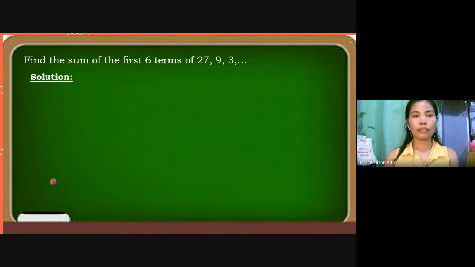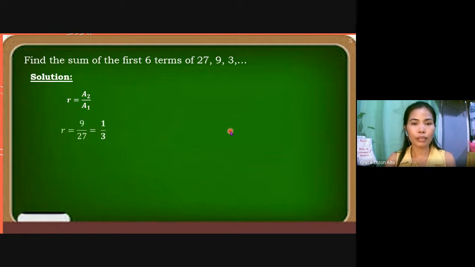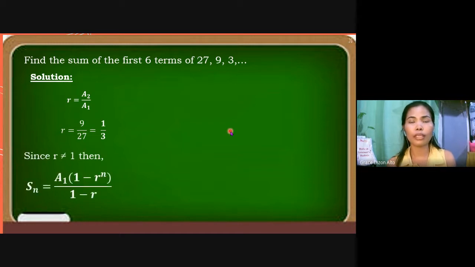Now let's proceed to our next problem. Find the sum of the first 6 terms of 27, 9, 3, and so on. Since the sequence is descending, we expect that we could get fractions in the next 3 terms. To find the common ratio, we divide a sub 2 by a sub 1, which is 9 and 27. The answer for that is 1/3. So 1/3 is not equal to 1. Therefore, we will be looking for our formula, which is condition number 1.